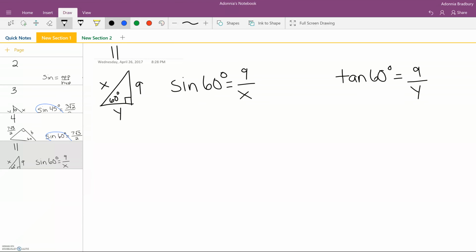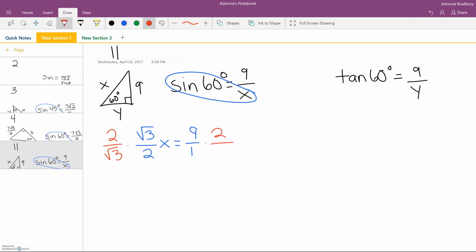Now, if you were to look on the chart, your sine of 60 degrees is going to be radical 3 over 2. And then when you multiply these, you're going to attach x to it. And it's going to equal 9. And I'm going to keep 9 as a whole number over 1. Okay, now remember, to get x by itself, we're going to have to take the reciprocal of the fraction next to it. So we're going to put 2 over radical 3 and multiply that. So whatever we do to one side, we do to the other.